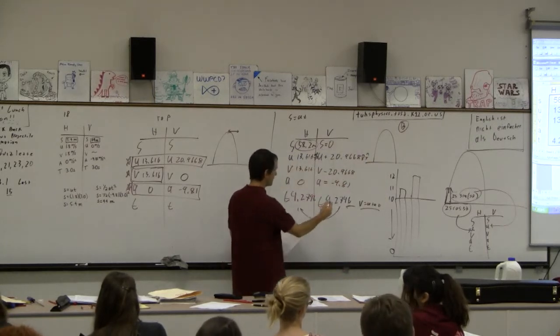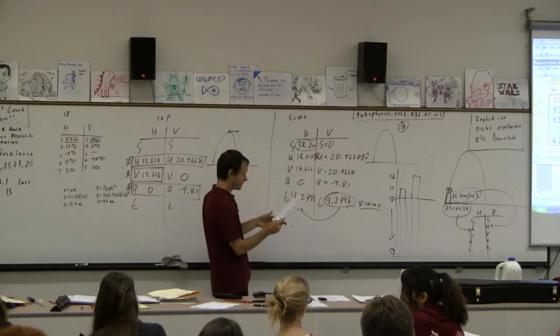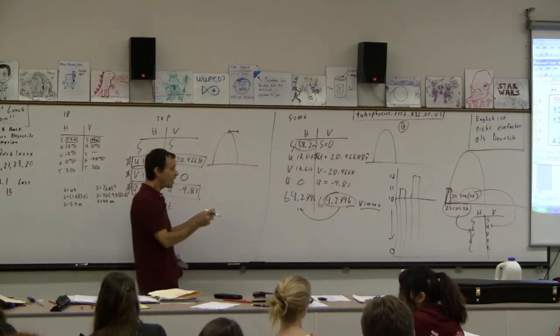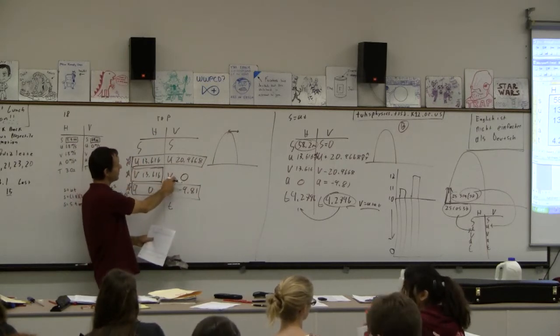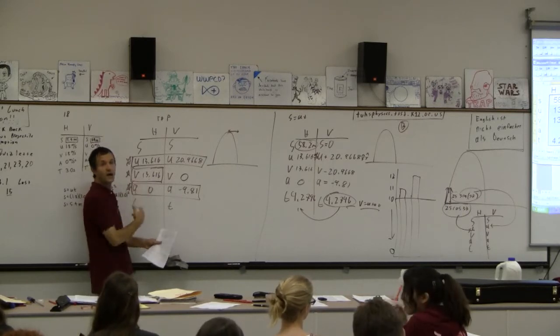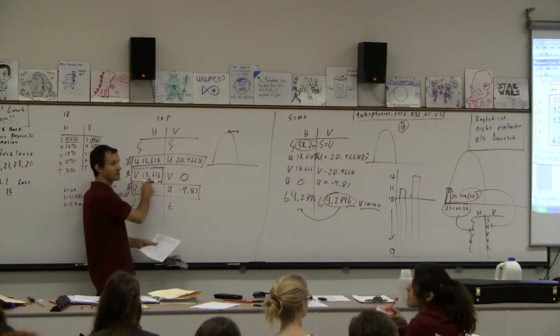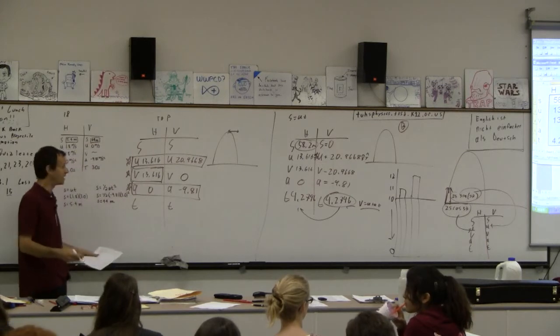What time is it in the air? Ta-da. How far does it go? 58.2. Okay, at the highest point, the final vertical velocity is 0. So our speed is just 13.6, correct? 13.616. Our velocity is subtly different. It's 13.6 flat out level, right? We just have to add the direction and it becomes velocity.